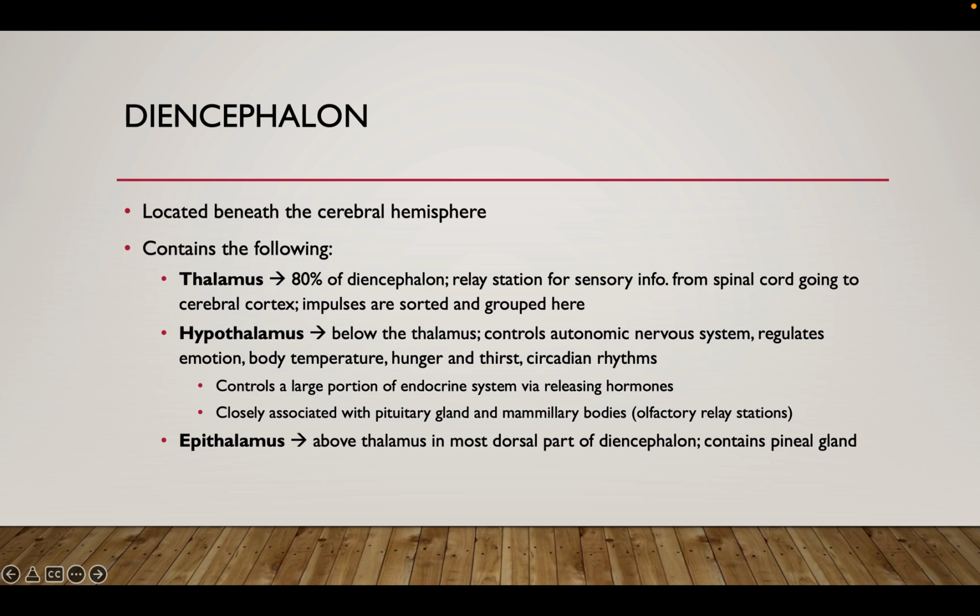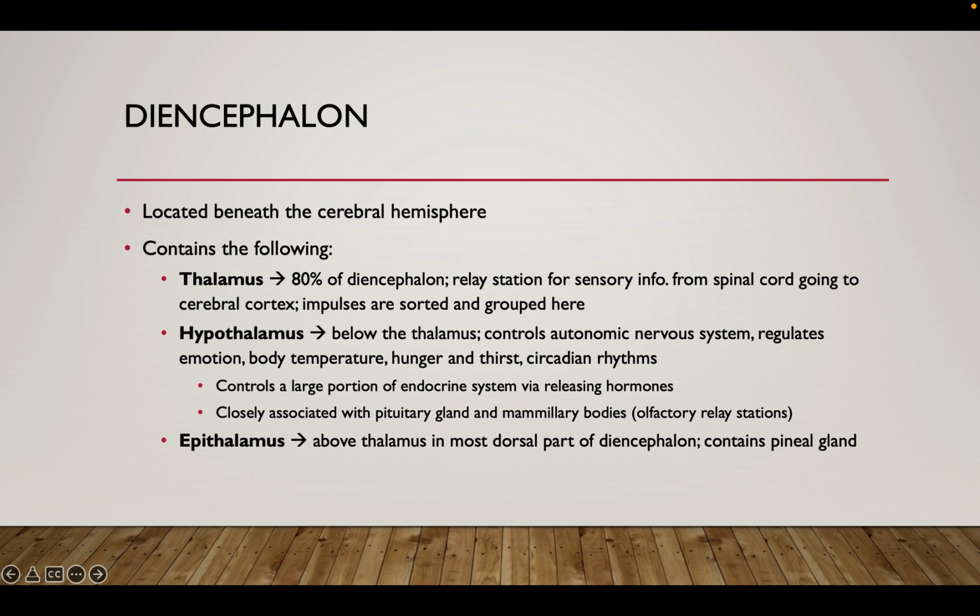The thalamus is going to take up most of our diencephalon. This is where sensory signals coming from the periphery will synapse, be relayed here, and then continue up into the cerebral cortex. So all sensory information passes through the thalamus except for our special sense of smell. It will not have to pass through our thalamus.